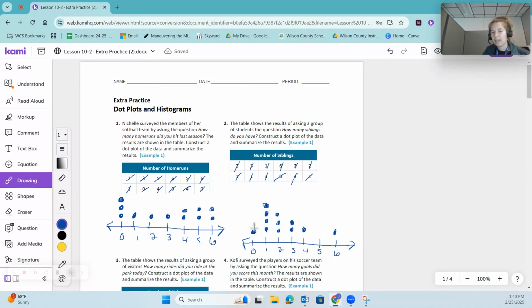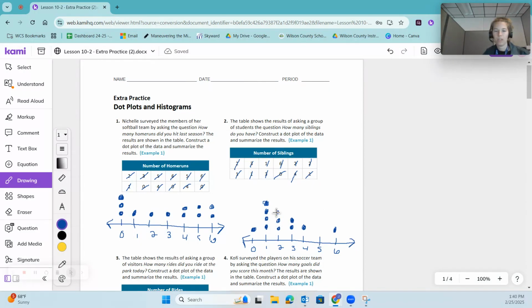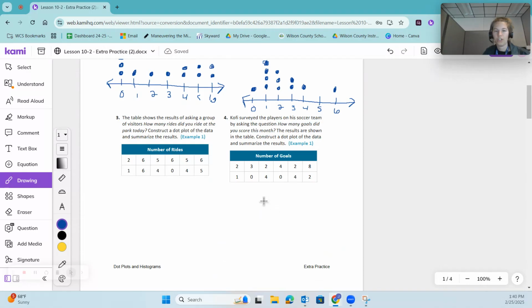This says that, again, 1 person has 0 siblings, 4 people have 1 sibling, 3 people have 2 siblings, 2 people have 3 siblings, 1 person has 4 siblings, and 1 person has 6 siblings. And none of the people asked had 5 siblings. That's what that data shows. You can try 3 and 4 on your own.